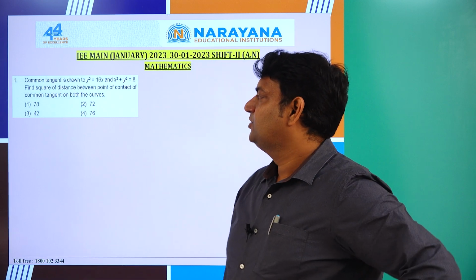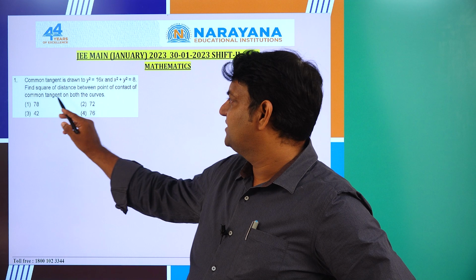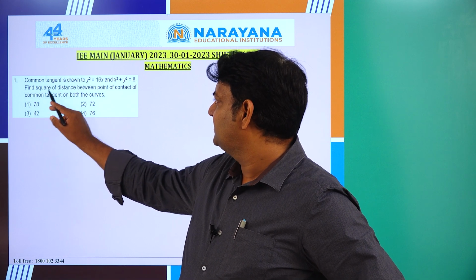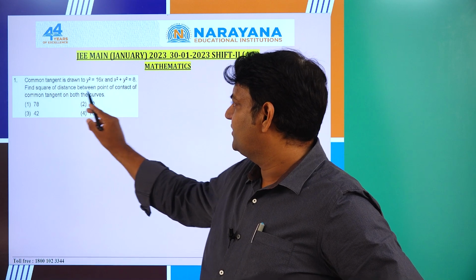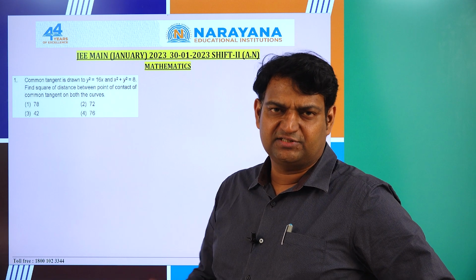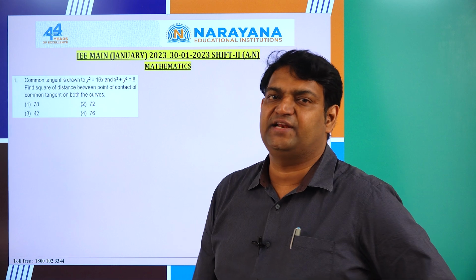It is saying that there is a common tangent to the parabola and the circle. Find the square of the distance between the points of contact of the common tangent on both the curves. So there is a common tangent to both the curves where it touches the curves, suppose at A and B, and we need to find the square of the distance between A and B.